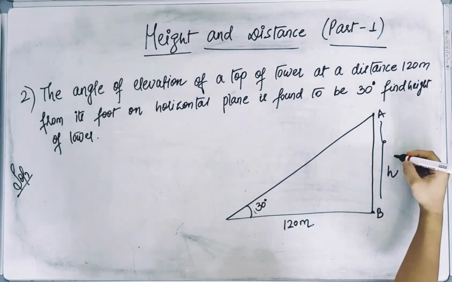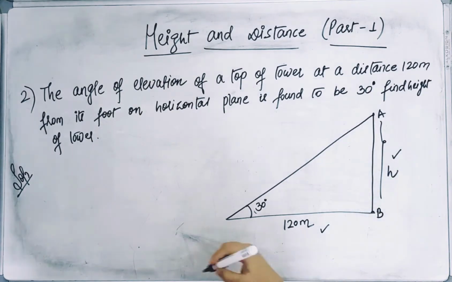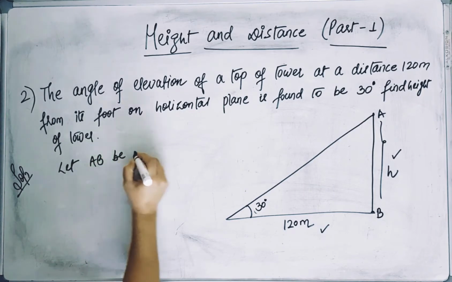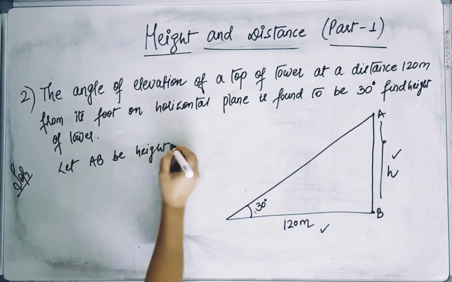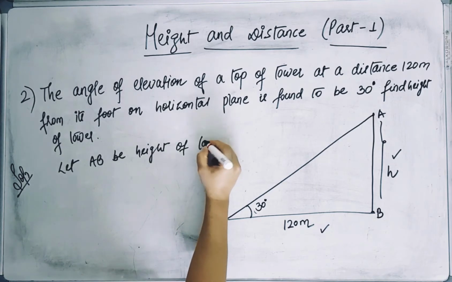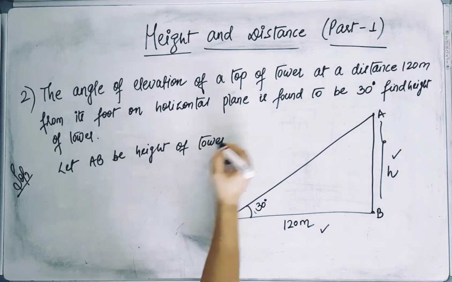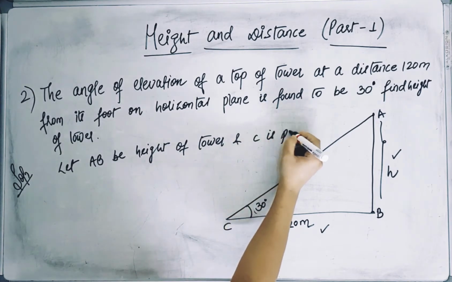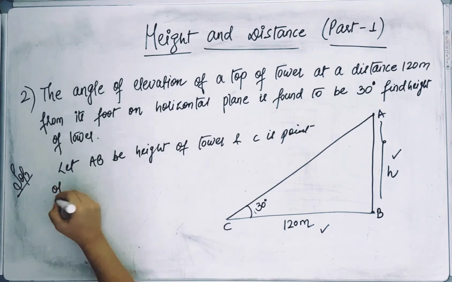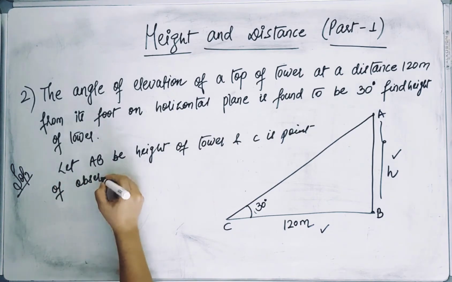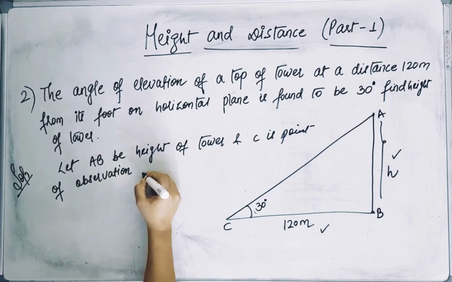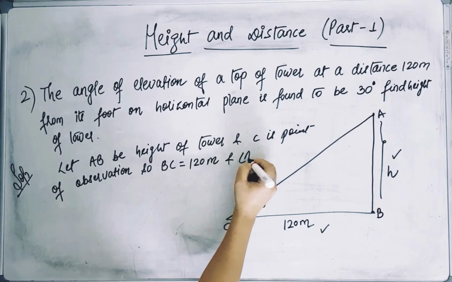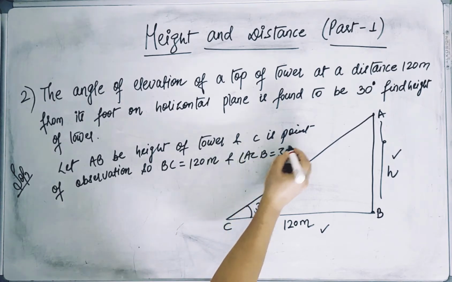Now again we have to compare between perpendicular and base. So we'll apply the same formula. I'll write it over here. Let AB be the height of tower and C is the point of observation. So BC is equal to what? 120 meter, and angle ACB is equal to 30 degree.